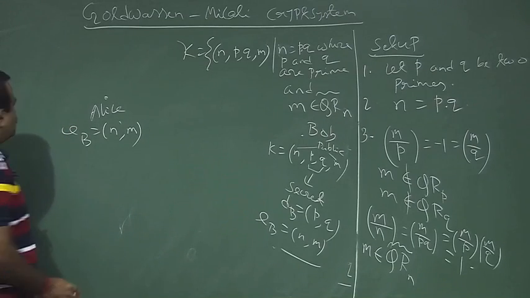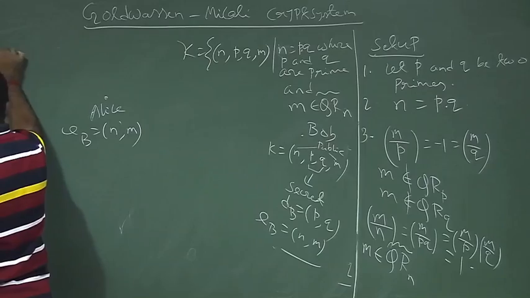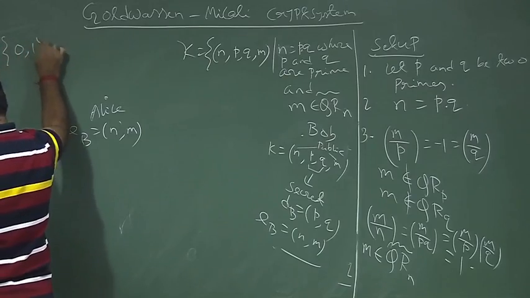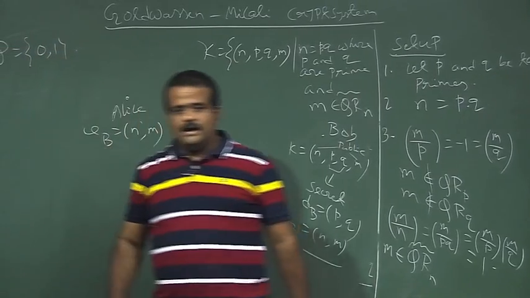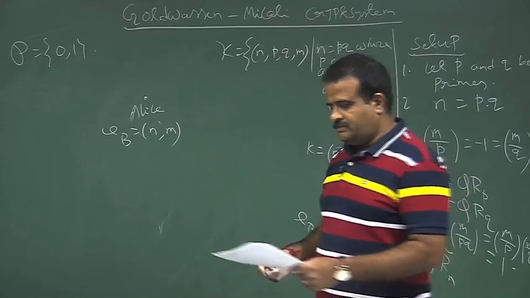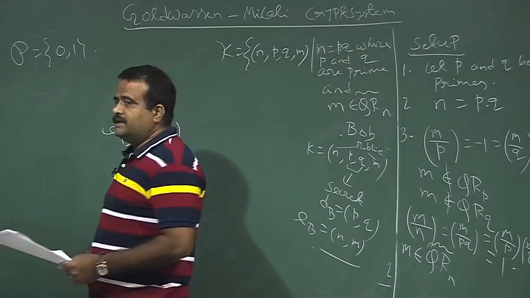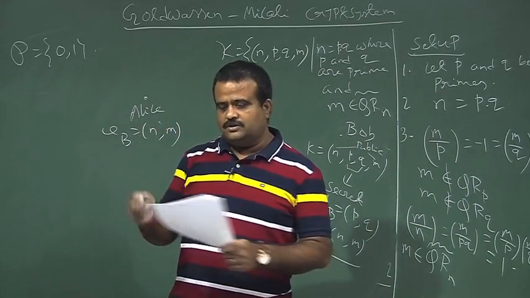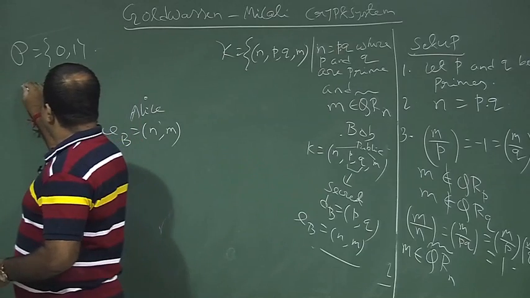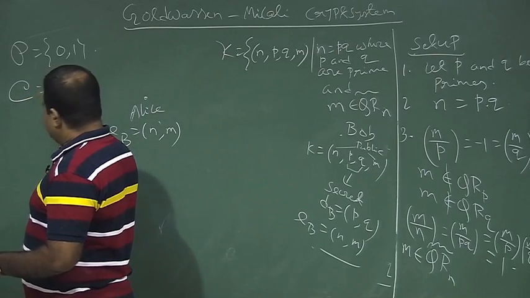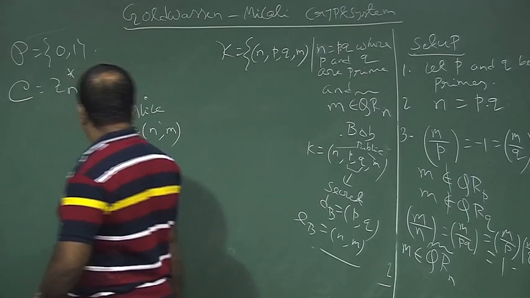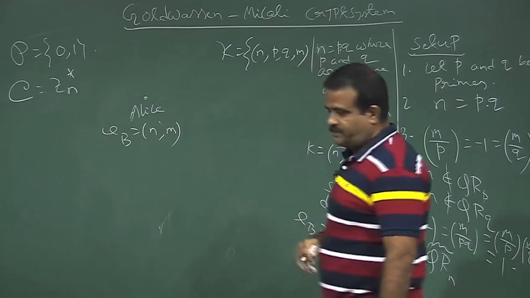Now, Alice wants to send a message. Here the message space is basically 0 and 1. So, this crypto system is basically a 1 bit encryption. We can encrypt either x, which is a 0 or 1 bit, and the ciphertext space is basically Zn star, and we know the key space.